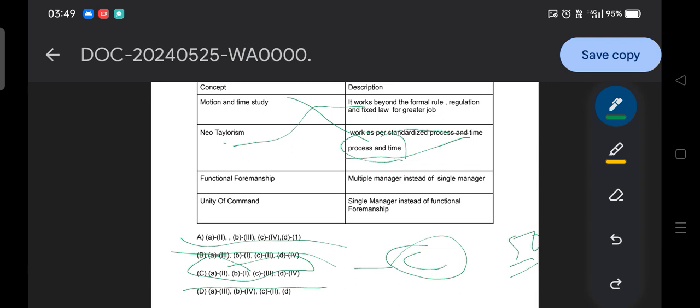Then functional foremanship means multiple managers for a single worker. Unity of command means a single manager instead of functional foremanship. Unity of command is given by Henry Fayol, and functional foremanship was given by F.W. Taylor. We should remember the difference between new Taylorism and motion and time study, because people get confused here, and I think we should cover that.